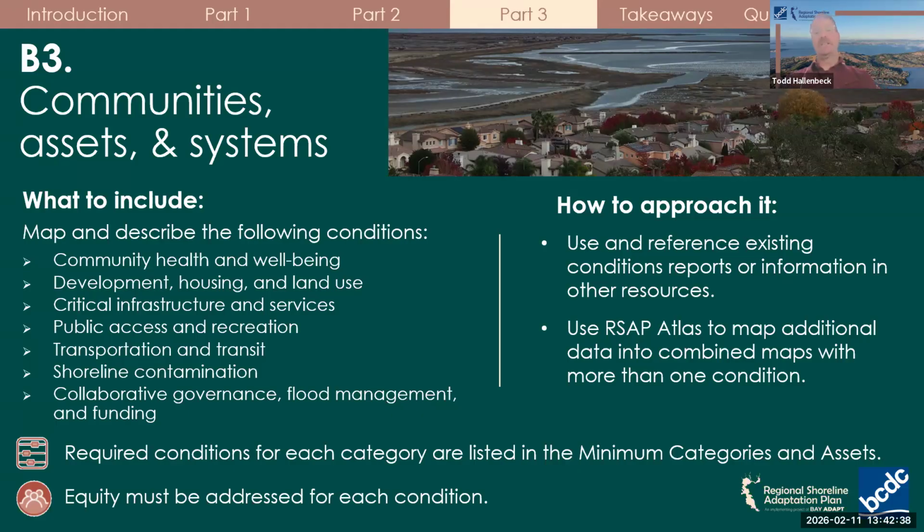When approaching this section, start by using existing conditions reports or information already developed through other planning efforts. The RSAP Atlas can be used to map these conditions, and your output can combine multiple conditions into a single map where appropriate. Equity is integrated throughout B3 and must be addressed within each category. Together, the information in B3 provides the foundation for identifying differential impacts and supporting equitable adaptation decisions in later plan elements.